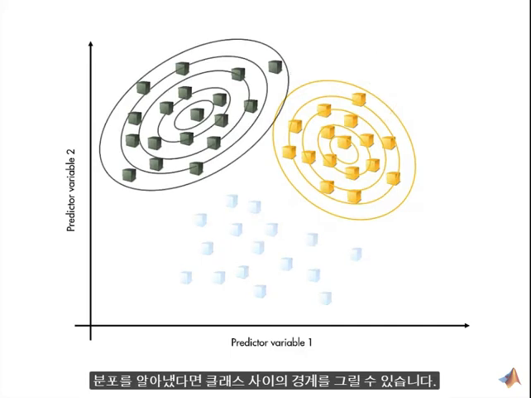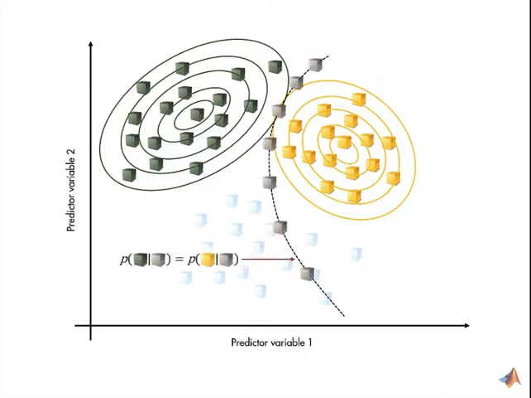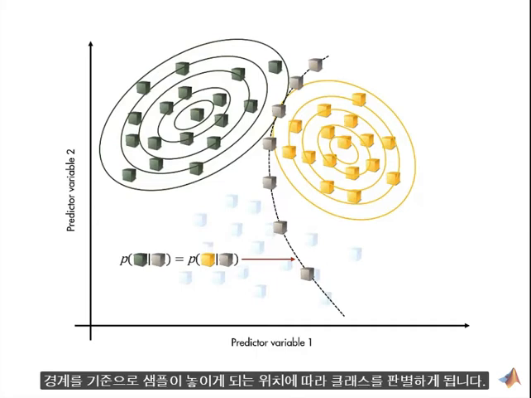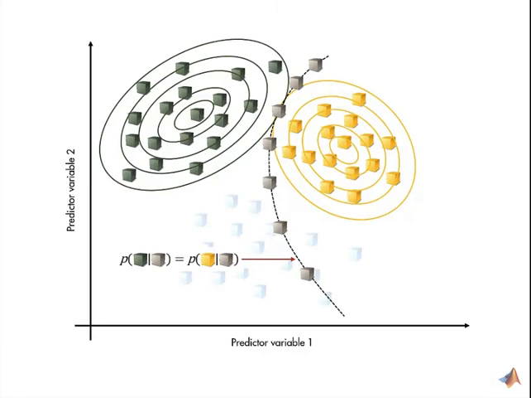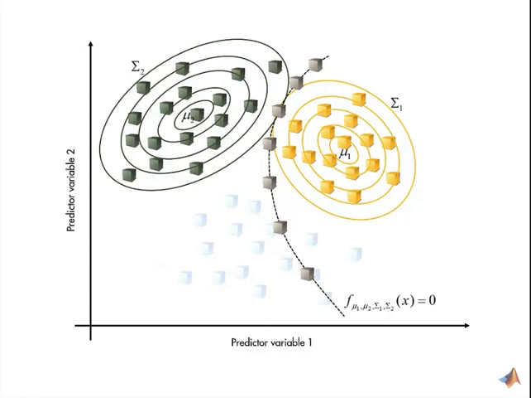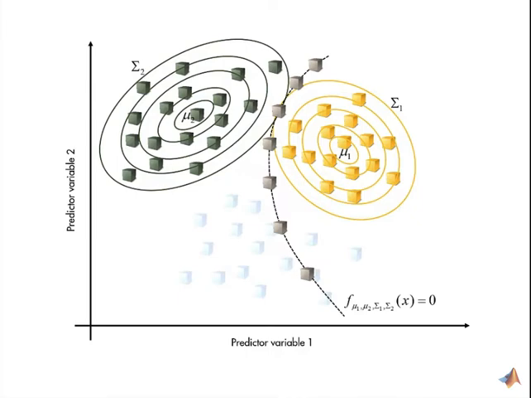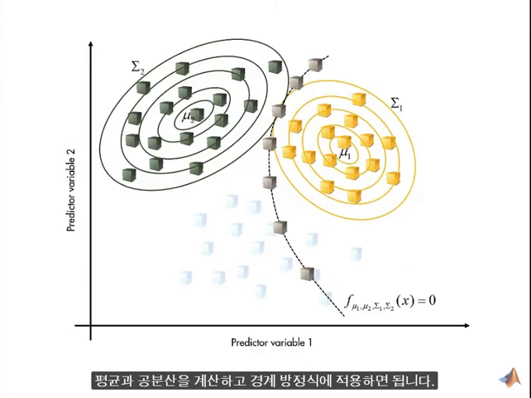Having fitted the distributions, we could draw a boundary between the classes by determining the set of points where the probabilities are equal. Observations on one side of the boundary would be classified as one class, observations on the other side as the other class. We can do all this theoretically, resulting in an equation for the boundary that depends on the parameters of the fitted distributions. This means that we don't actually need to go through the whole process to perform discriminant analysis. We just need to calculate the means and covariances and apply the formula for the boundary.